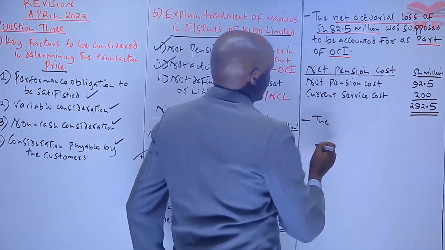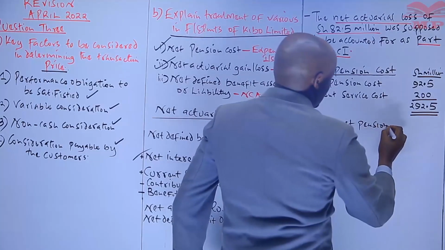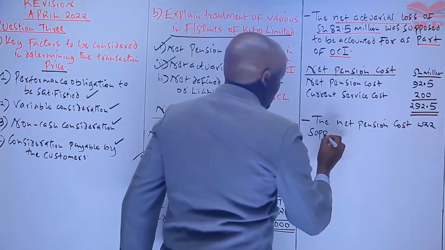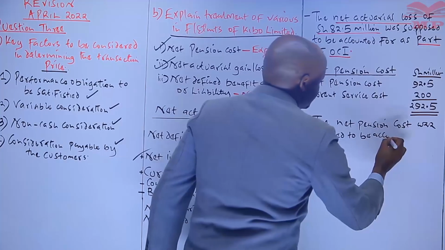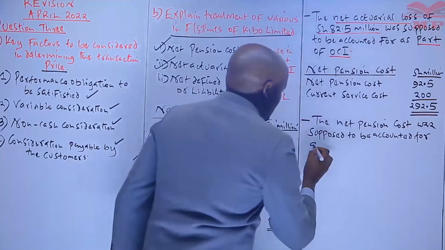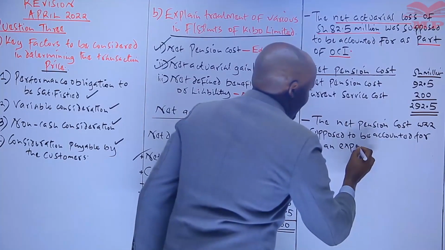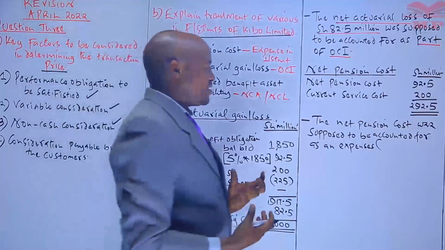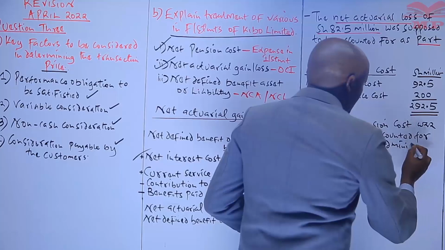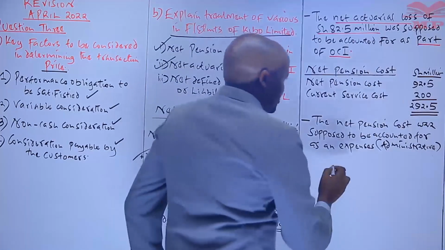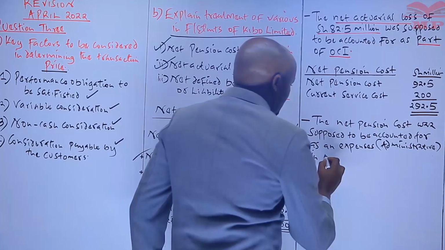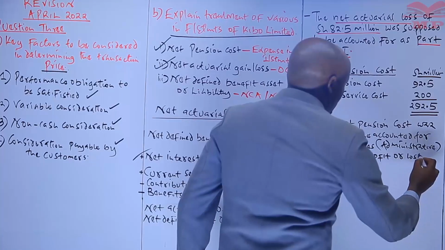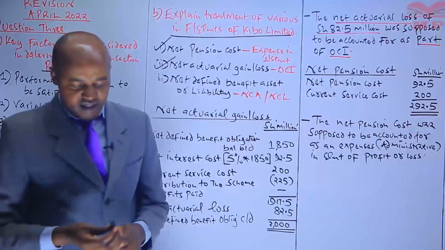So therefore, we can give that explanation here. The net pension cost was supposed to be accounted for as an expense, and specifically, because this is an employee-related expense, it is accounted for as administrative expense in the income statement, or statement of profit or loss. So therefore, that is the explanation which was required there.